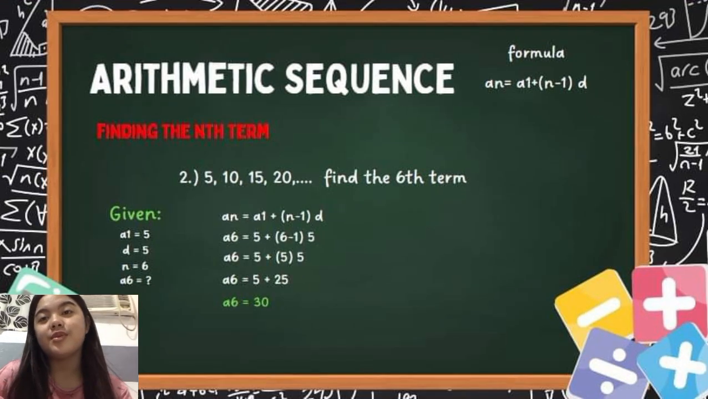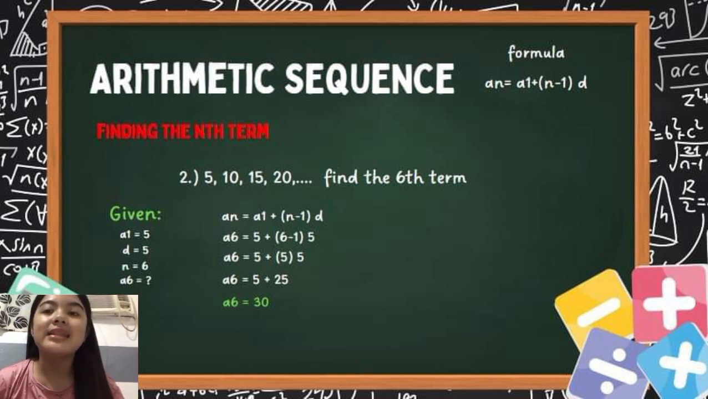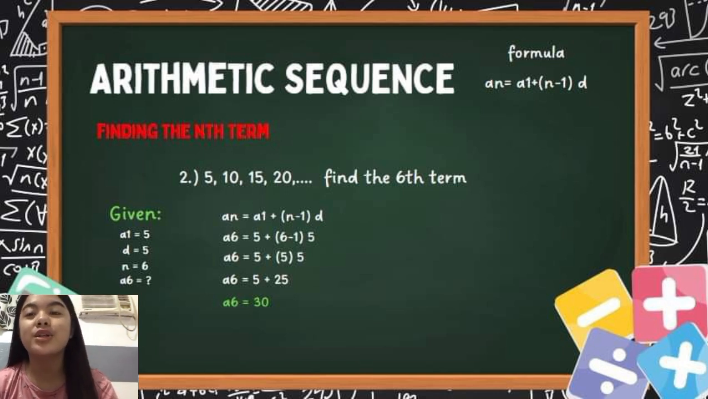So let's find the nth term naman. In finding the nth term, may hinahanap tayong term. So given na yung sequence and the difference. Because to find the difference, you should subtract a sub 1 from a sub 2. So we have the sequence 5, 10, 15, and 20. So a sub 2 minus a sub 1, which is 10 minus 5, is equal to 5. Therefore, our common difference is 5. Yung given natin is a sub 1 equals 5, which is the first term. The difference is 5 and the number of terms is 6 because we are looking for the 6th term. So we are looking for a sub 6.